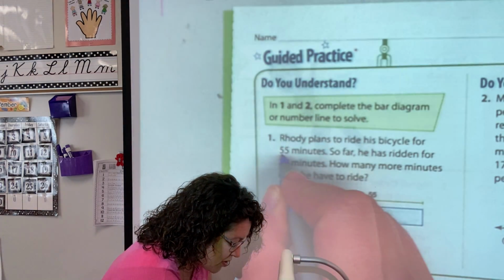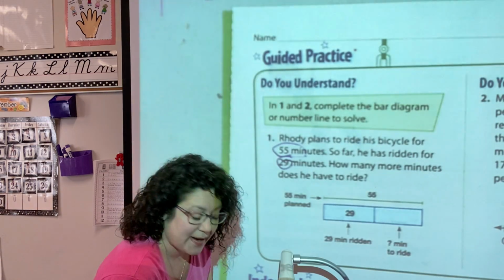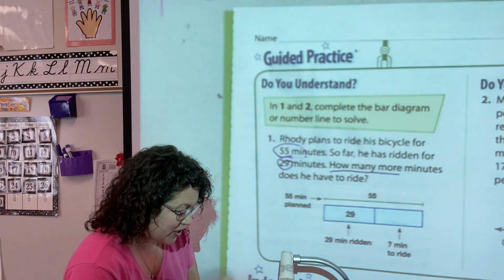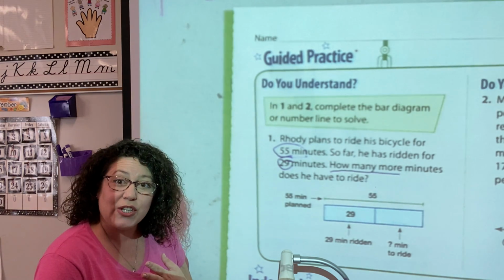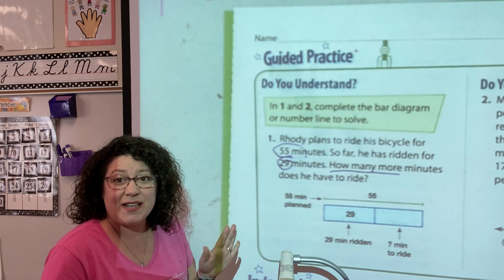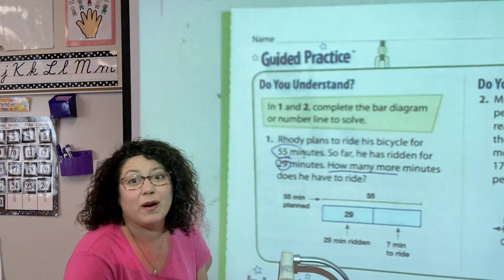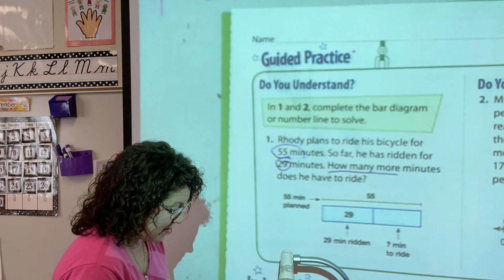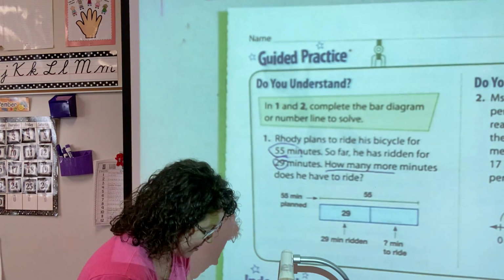Okay, so he wants to ride 55 minutes, and so far he's ridden 29. I always underline and box. It's that CUBE strategy. Circle our numbers, underline our question, box our clues, and eliminate unneeded information. We need all this information, okay? How many more? What does that tell us to do? Add or subtract? Subtract. It doesn't say how many in all. It says how many more does he need to do?